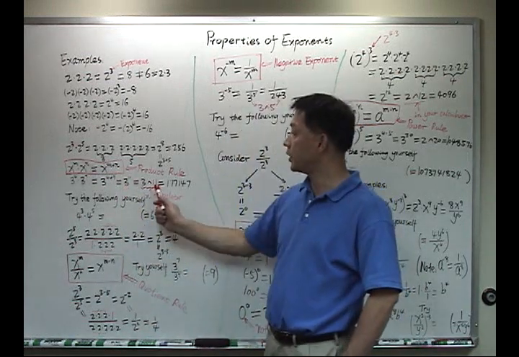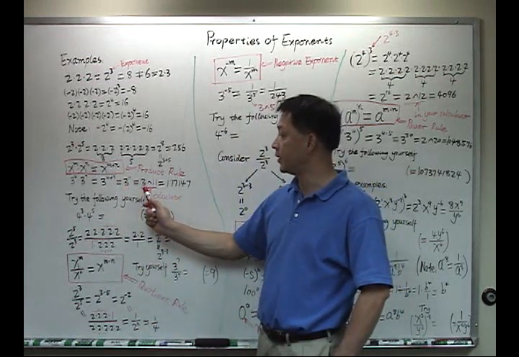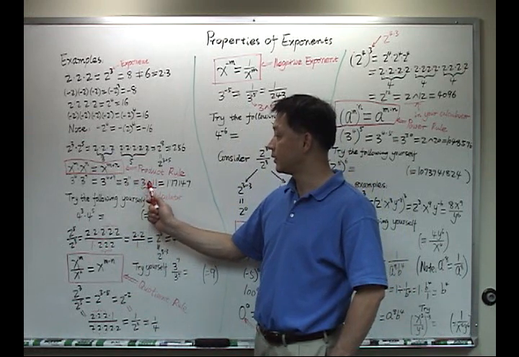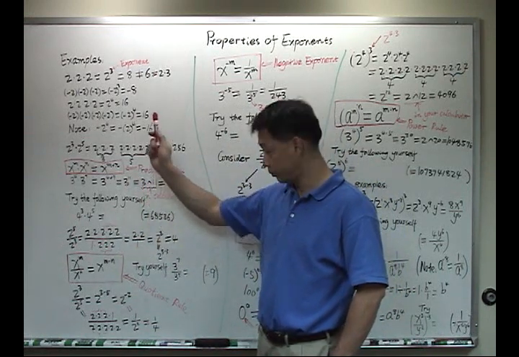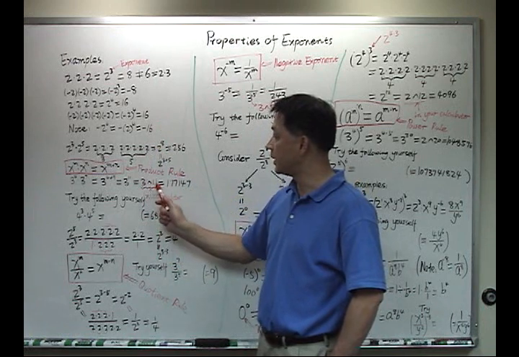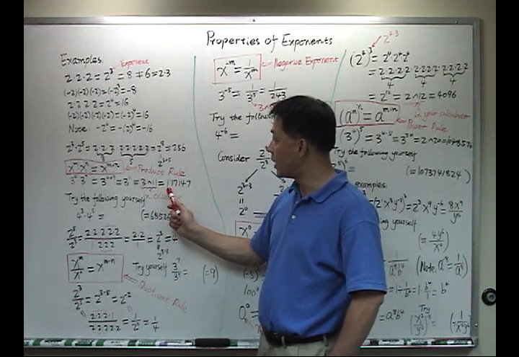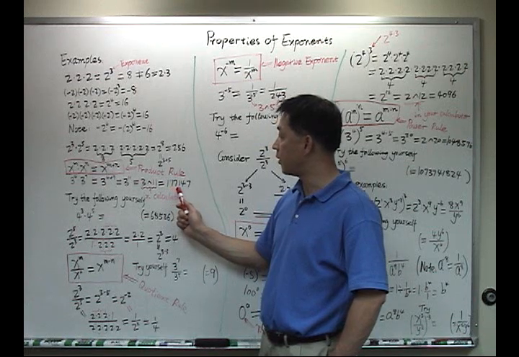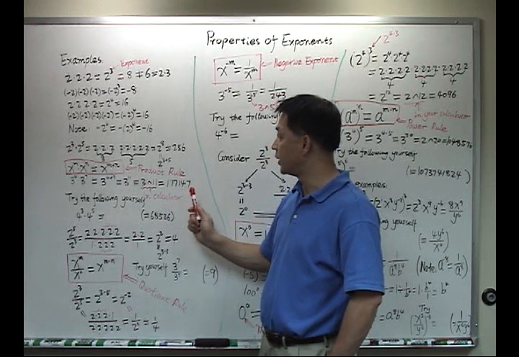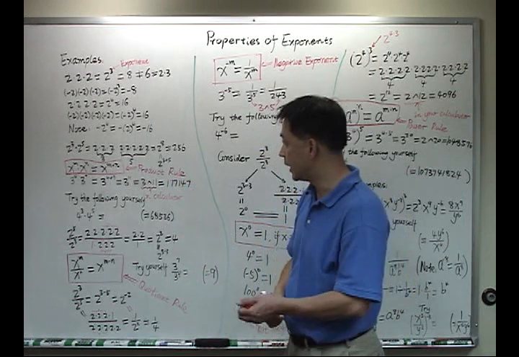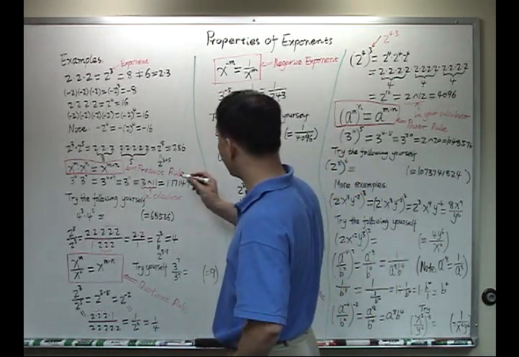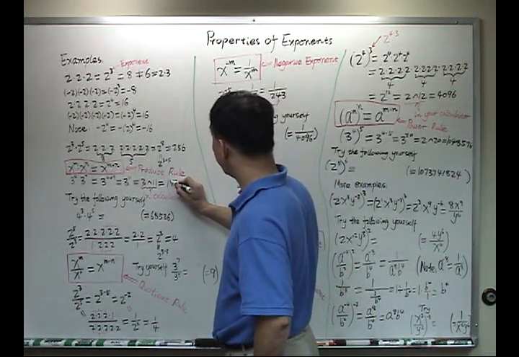By using your calculator, you write 3, the up arrow, and then 11. So the answer is 177,147. Here is 7.